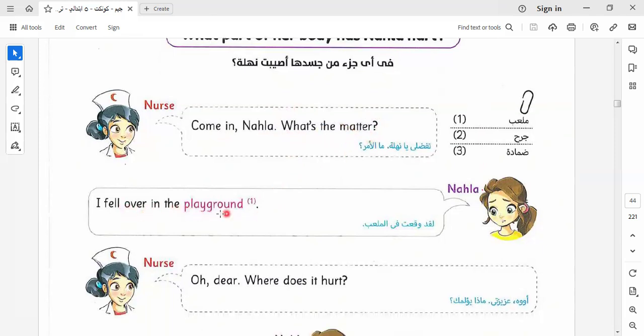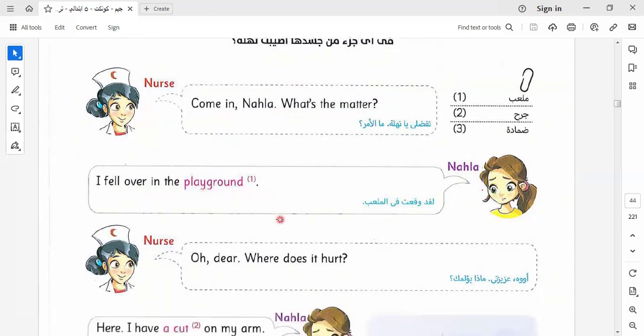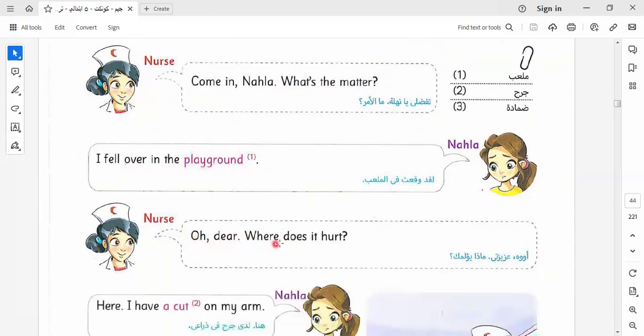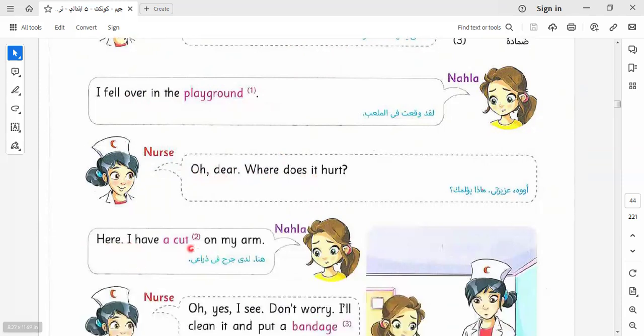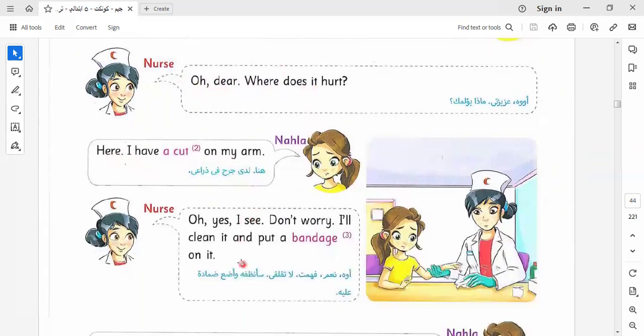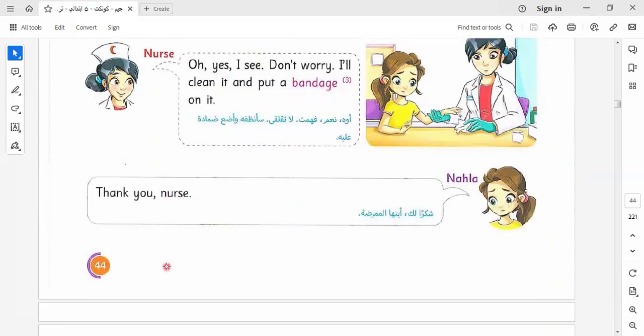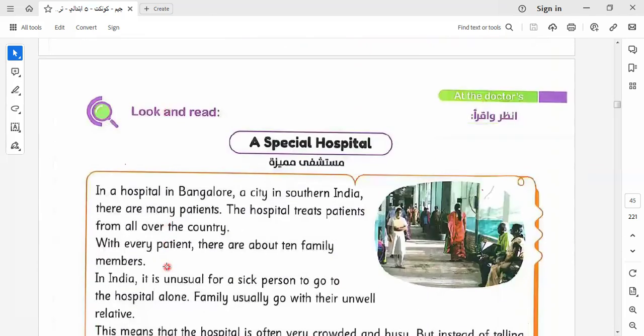I fell over in the playground. Nurse: Oh dear, where does it hurt? Here, I have a cut on my arm. Oh yes, I see. Don't worry. I will clean it and put a bandage on it. Thank you, nurse.